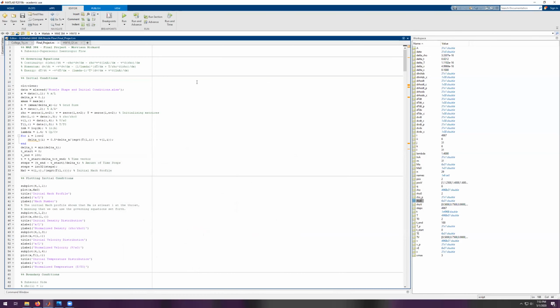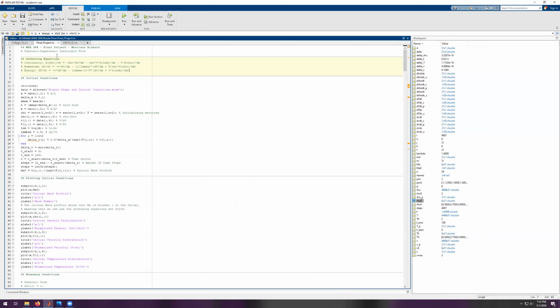So here we're going to take a look at the code. At the top we have the governing equations. All of these D's represent partials, and this is non-dimensionalized. So rho is the density over the initial density. V is the velocity over the speed of sound. The area is the area over the area of the throat, and the temperature is the temperature over the initial temperature.